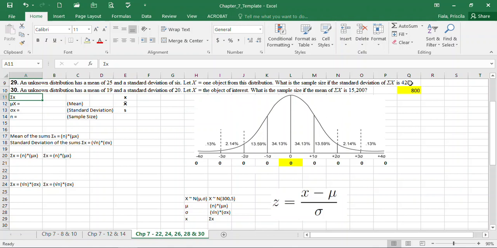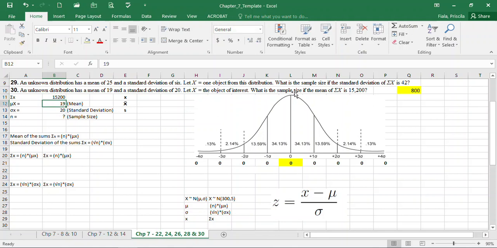If you are being provided, for example in problem 30, let's start with that: an unknown distribution has a mean of 19 and a standard deviation of 20. What is the sample size? Well, we don't have the sample size. That's what we're going to be solving for, n. That's what I referred to with this formula yesterday, and it might have confused you. It says, what is the sample size if the mean of the sums is 15,200? So you know the sum of your values is 15,200.